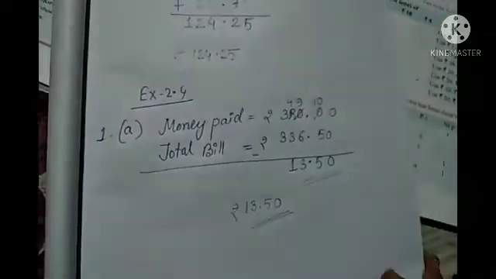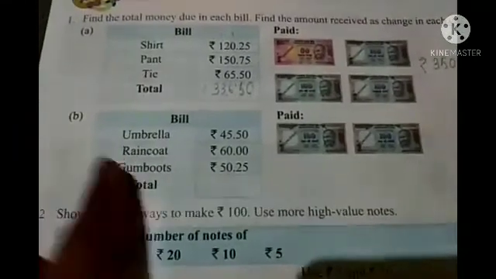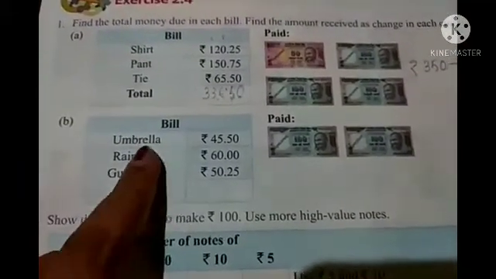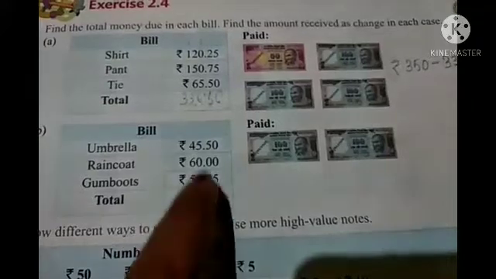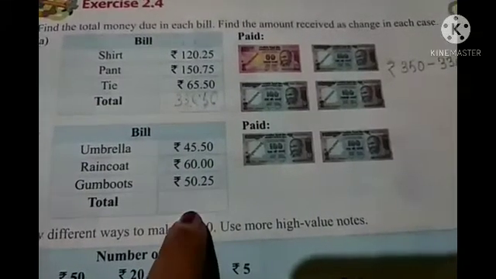Now B number is also the same. You can see your book. So this is B number. Here again some costs are given. You have to add them and write the total here.